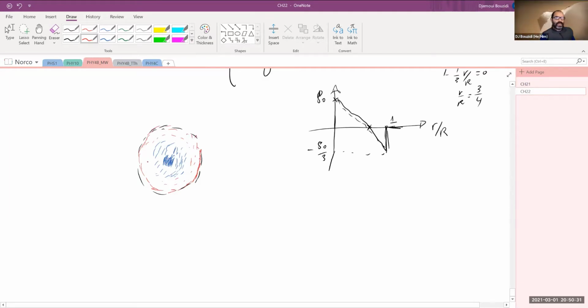The blue in here, I'm trying to represent the positive charge, and the red in here, I'm trying to represent the negative charge. And that is basically how this thing is.